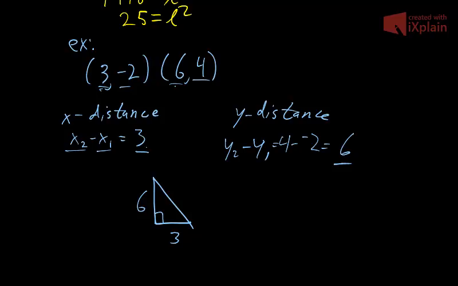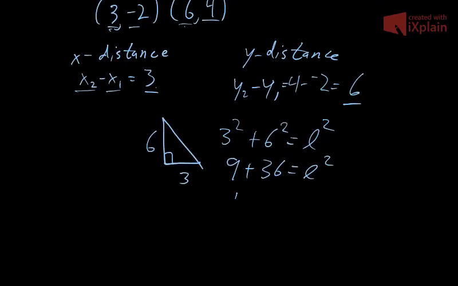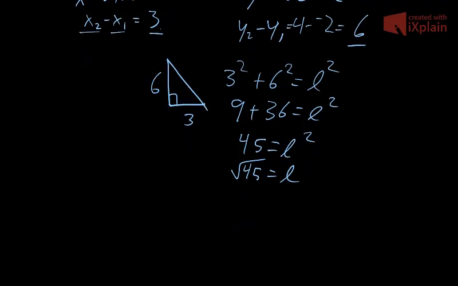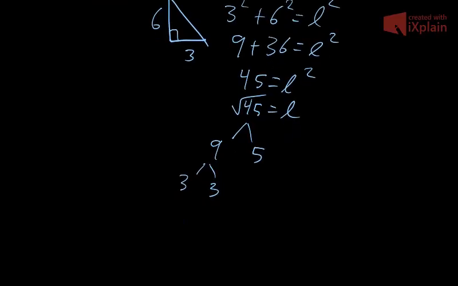Pythagorean's theorem comes in handy once again. I get 3 squared plus 6 squared equals my length squared. And 3 squared is 9. 6 squared is 36 equals my length squared. 9 plus 36 is 45. So my length squared is 45, square root of 45 equals my length. We can do a bit of simplification here. This goes to 9 and 5, just 3 and 3. So I would end up having 3 roots of 5 equals my length.